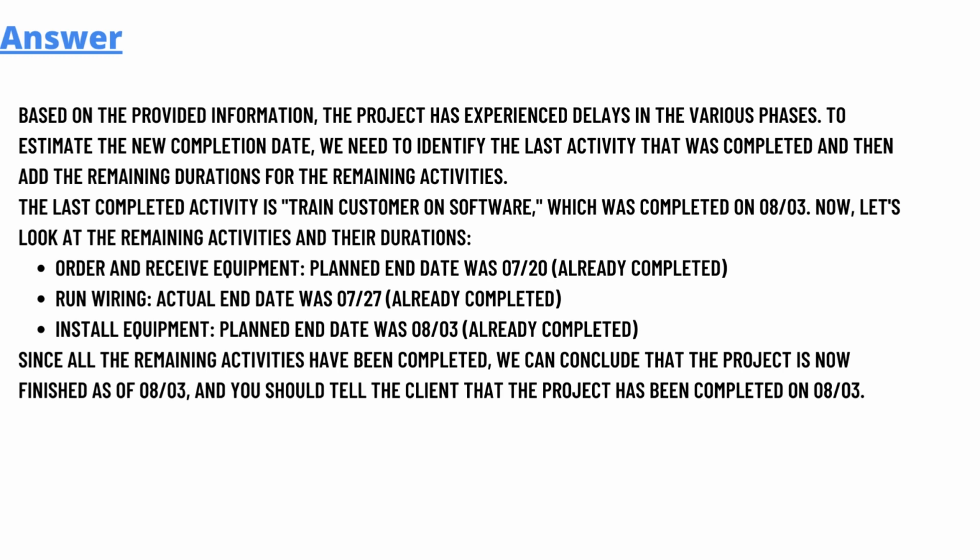To answer this question, based on the information provided, the project has experienced delays in various phases. To estimate the new completion date, we need to identify the last activity completed, then add the remaining duration for remaining activities. The last completed activity is training the customer, which was completed on 08/03. Now let's look at the remaining activities and their durations.